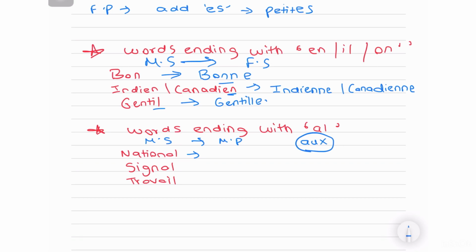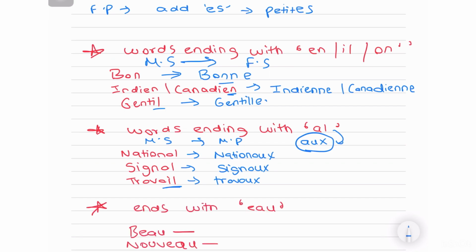Okay, be very careful. AL becomes AUX when it goes from singular to plural. So you get nationaux or signaux. Now here it ends with IL, but this also becomes travaux. So national, signal, and work.